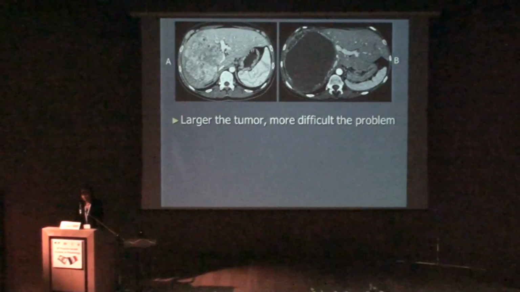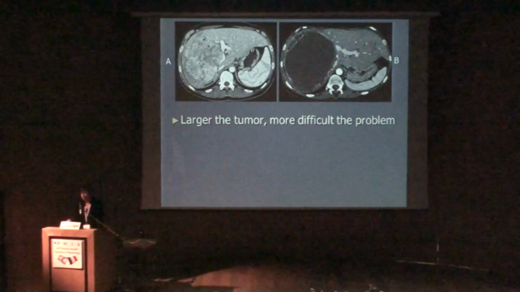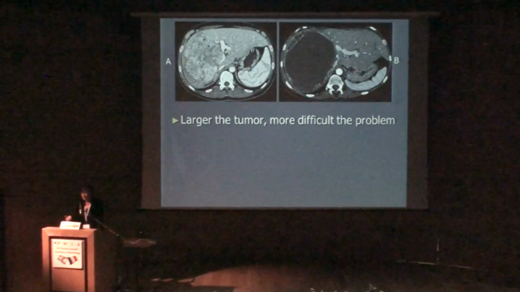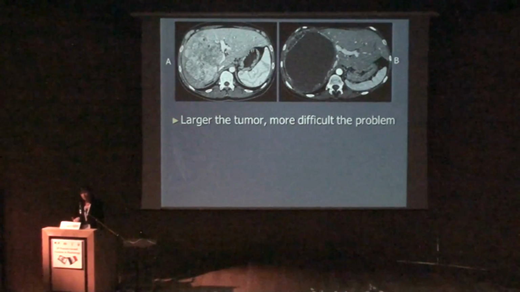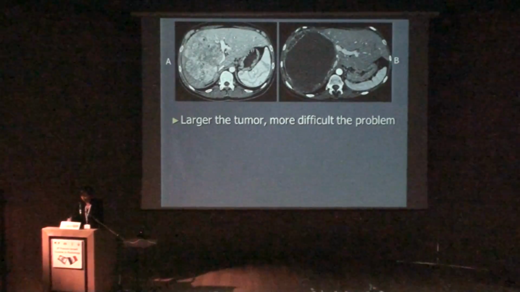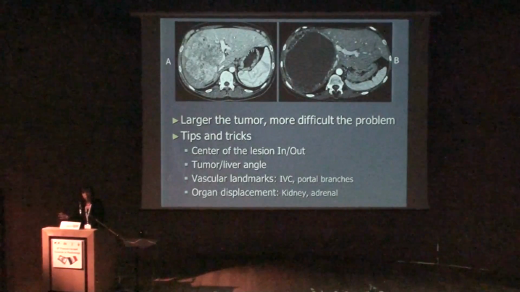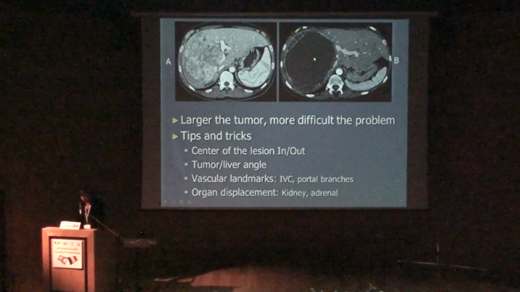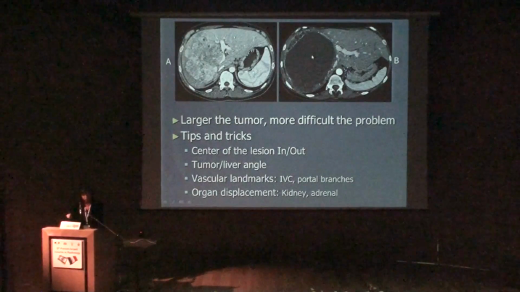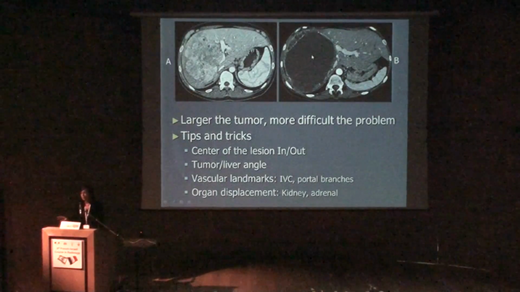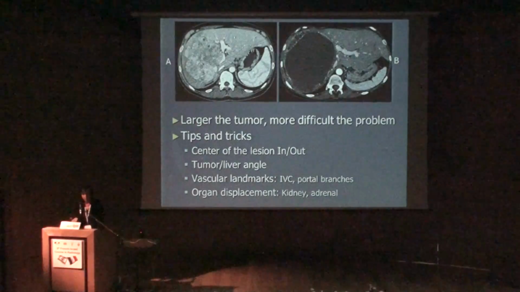First thing, as I said, the larger the tumor, the more difficult the problem. So what kind of tips and tricks can we use to differentiate whether it's intra- or extrahepatic? Well, there are several. First of all, try to figure out where the center of the lesion is. If it's outside the liver, definitely the lesion is extrahepatic.